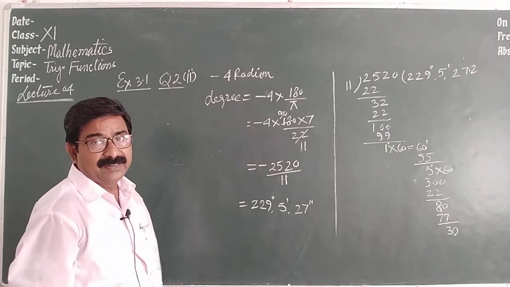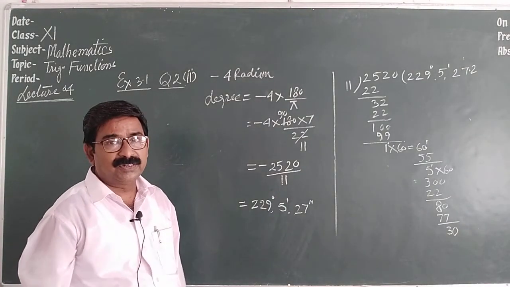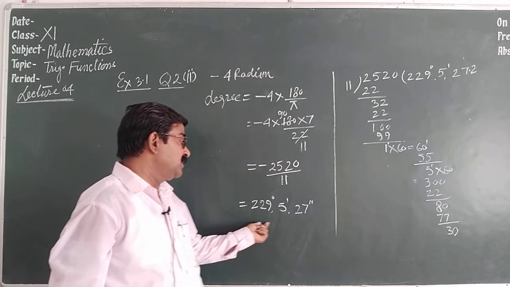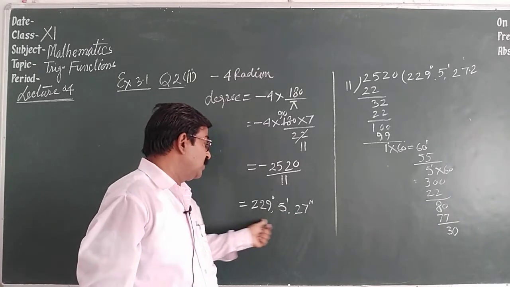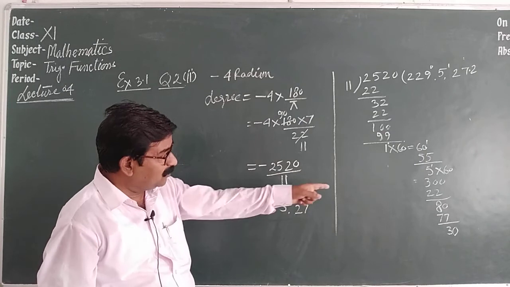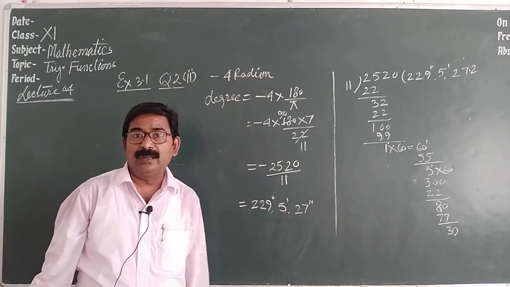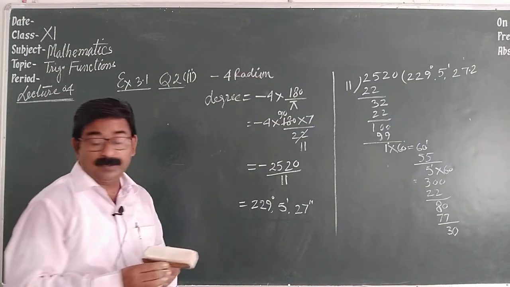In some books the answer is given wrong. So this is the exact answer. Exact means this much approximately. You can write approx because it cannot be divided completely. Got it? So this was the second part of the question.